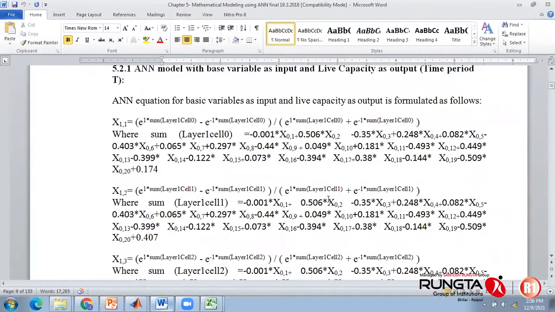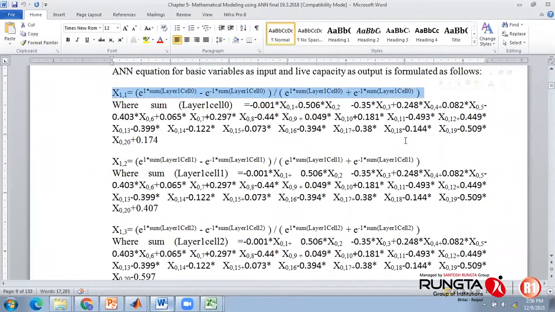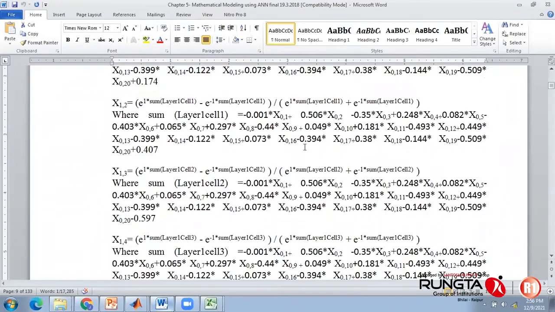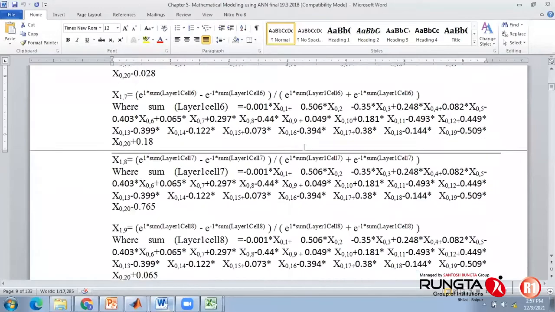So if you can see, this is an ANN model for one single input, but just a glimpse of this. In this case, e to the power x minus e to the power minus x divided by e to the power x plus e to the power minus x. So this is a hyperbolic tangent function. And then input synapses multiplied by input, synapses multiplied by input. This way, layer wise, the mathematical model may look like this.